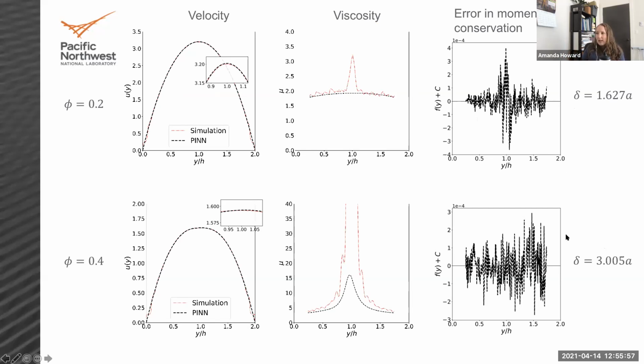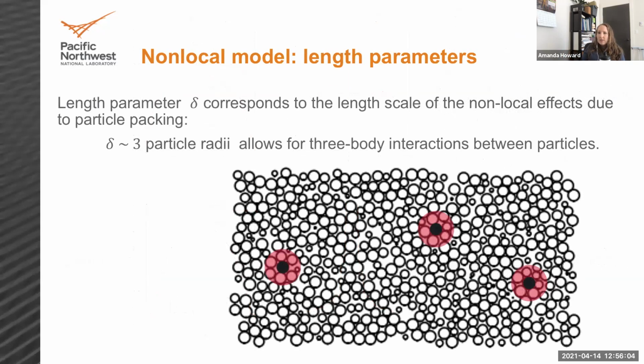And then these really tightly packed particles, we're learning a value of delta that's on the order of 3 particle radii. So what that looks like is if you look at a couple particles, and then I highlighted the ball of radius delta around those particles, and you can see we're accounting for all of the effects of all of the neighbors that are touching that particle. So we've now included the effects of the 3 body interactions between the particles, and so that is increasing the accuracy of our model.